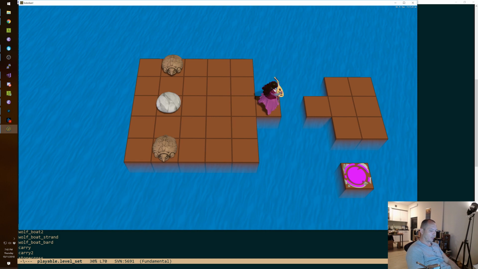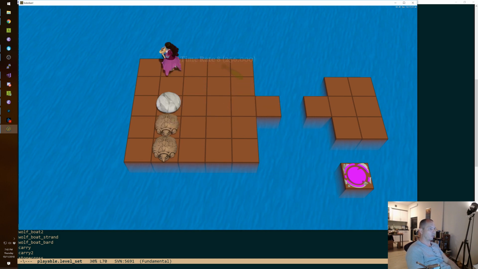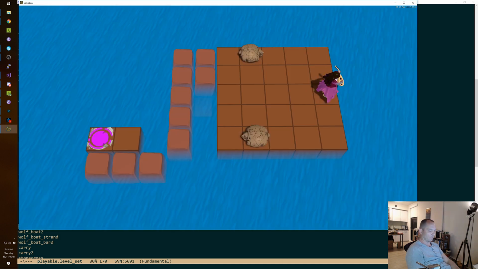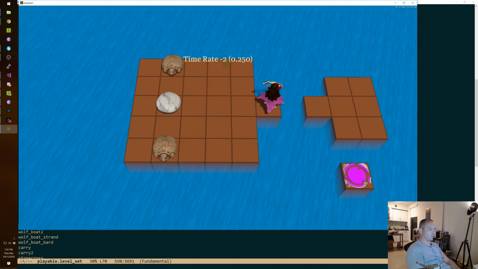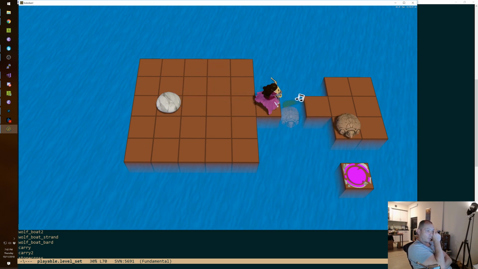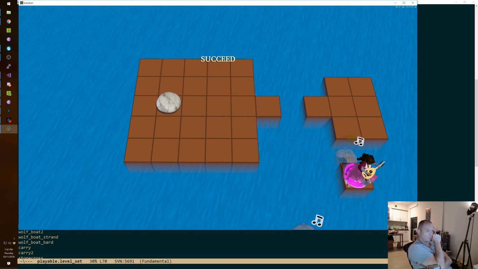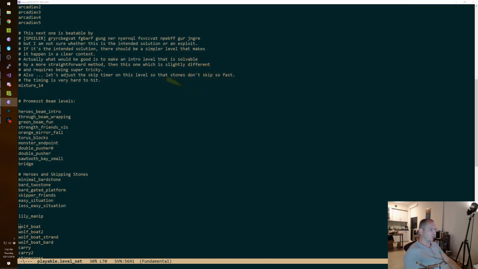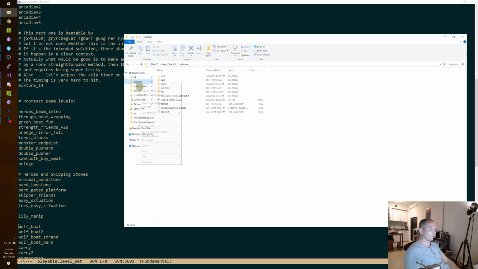Okay, let's try that at faster speeds. Let's try it at slower speeds. Yeah, so really it's just that we changed the logic, probably. Yeah, we changed the order in which transitions happen, so.